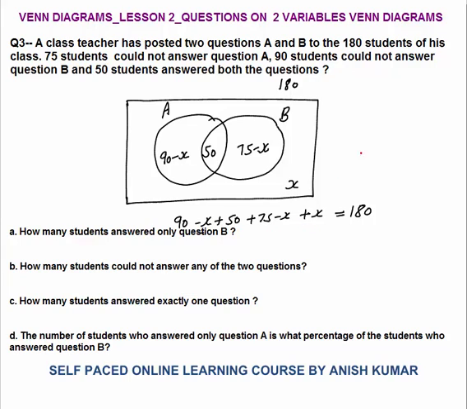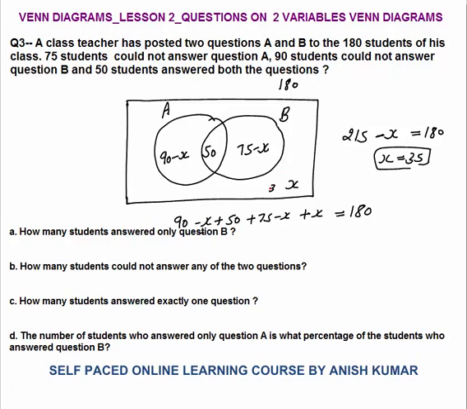X is negative 2 times, positive 1 times, so it will be 1 time negative X. Now add the numbers: 90 plus 50 is 140, 140 plus 75 is 215, minus X is equal to 180. Can I say X would be equal to 35? 35 is the value of X.